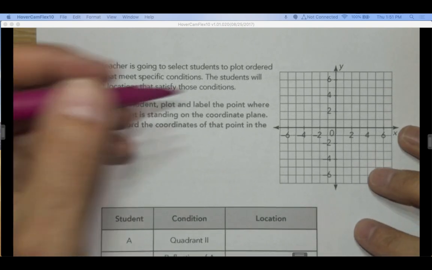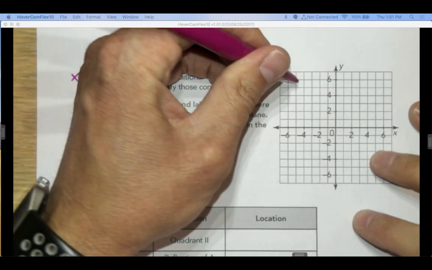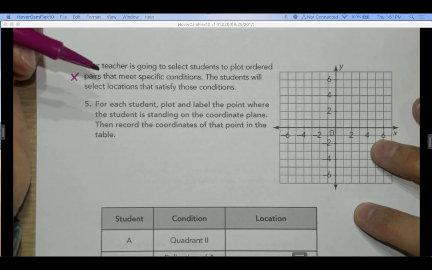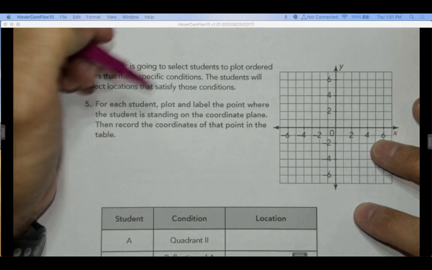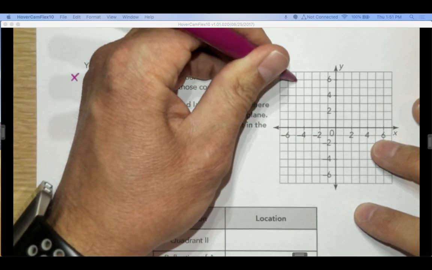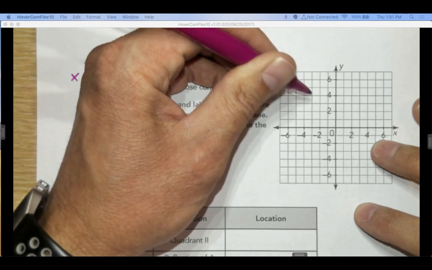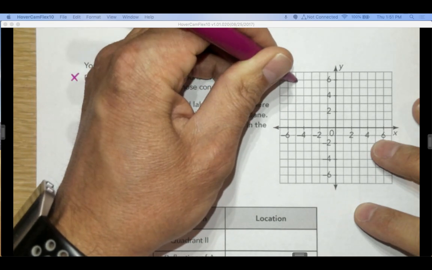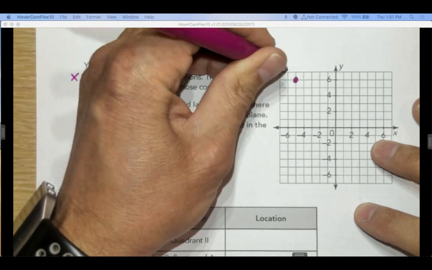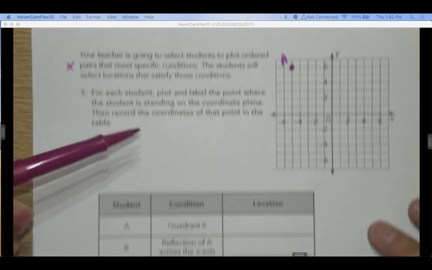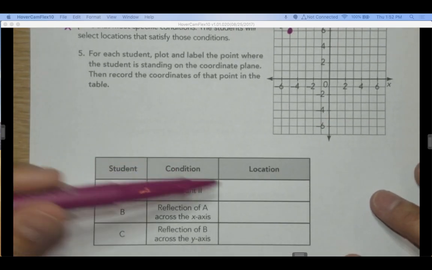So what I'm going to do is I'm going to put 3 points on here. The first point I'm going to put on here is going to be a point in quadrant 2. And so the point in quadrant 2 is going to be right there. And that's going to be A. I want you to pause, and I want you to write down that point down here in quadrant where it is.